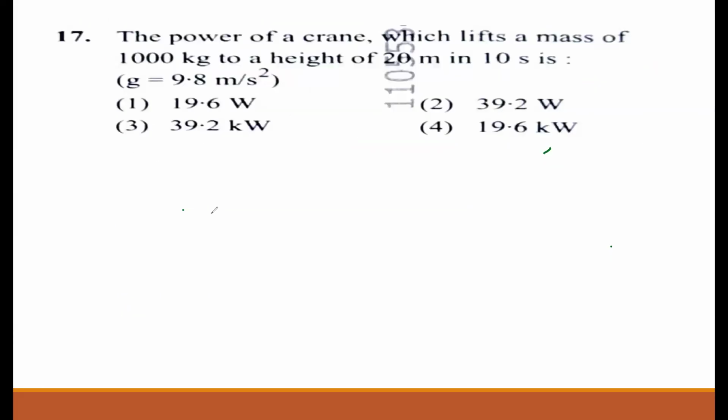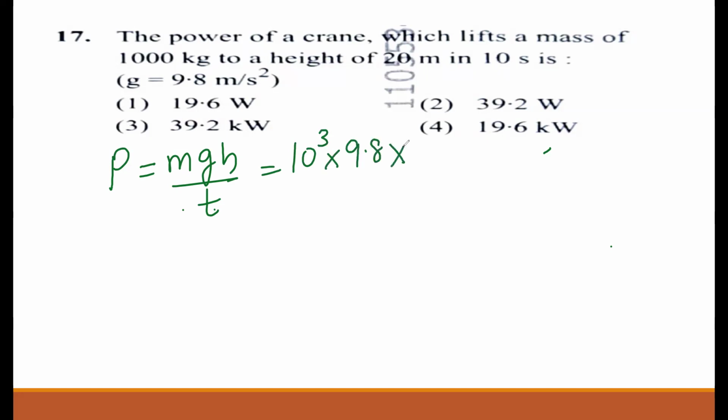Now, coming to question number 17, the power of a crane which lifts a mass of 1000 kg to a height of 20 meters in 10 seconds. So here power is nothing but equal to mgh by t. So m is 1000, that is 10 power 3. g is 9.8, they mentioned it here. The height is 20 by 10. So it comes out to be 2 into 9.8, that is 19.6 kilowatts. So the fourth option would be correct. It's a very easy question here.